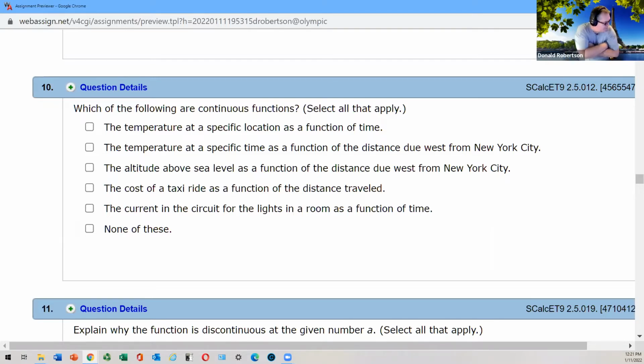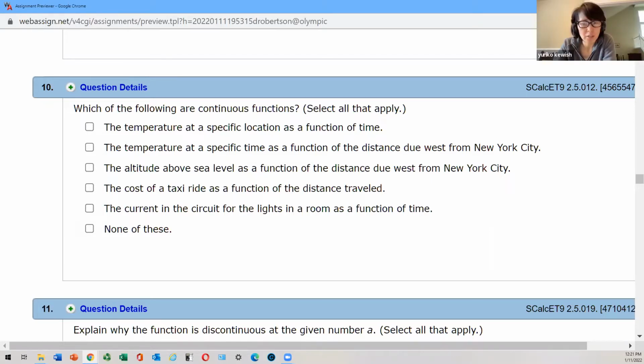What about the temperature at a specific time as a function of the distance due west of New York? So you're 10 miles away from New York, what's the temperature? You're 20 miles away from New York going west, what's the temperature? Can you imagine that guy? Would that be continuous? Yes.